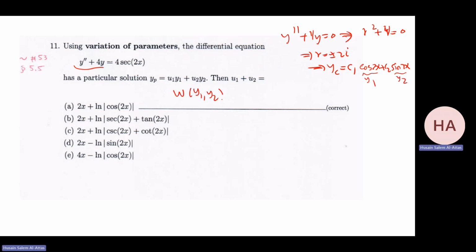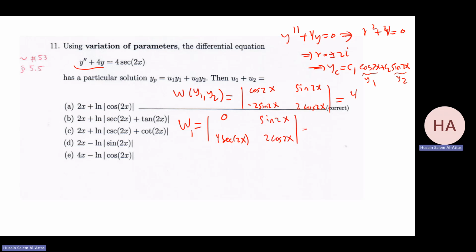W of y1 and y2 will be what? Cosine 2x, minus 2 sine 2x, sine 2x, 2 cosine 2x. That gives me 2 plus 2, which is 4. Okay. Now W1, I need to find u1 and u2. So W1 will be what? 0, 4 secant 2x, sine 2x. Here I have 2 cosine 2x, I don't need it. That will be minus 4 sine 2x over cosine 2x.